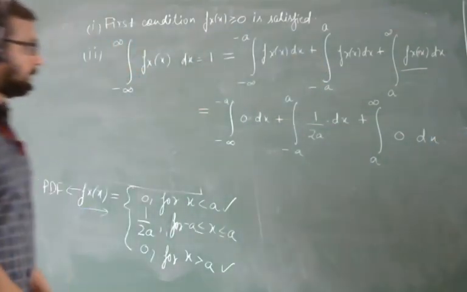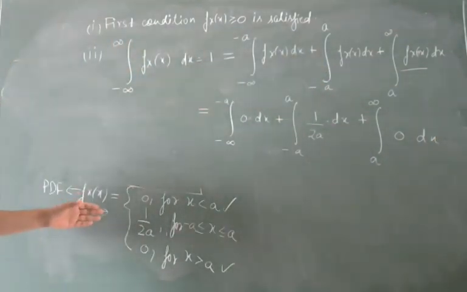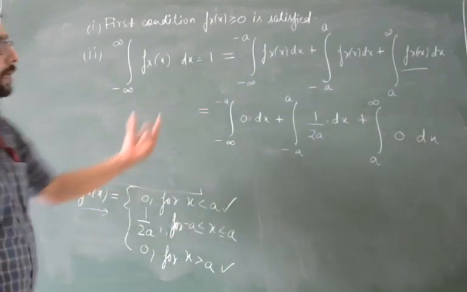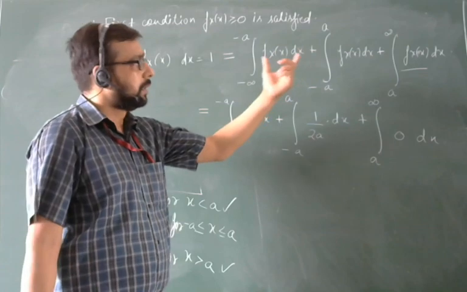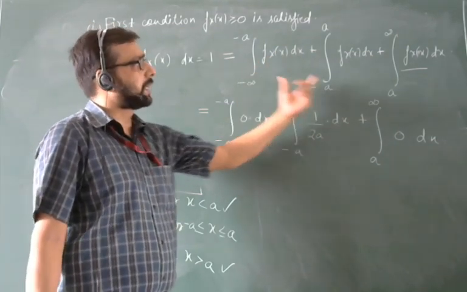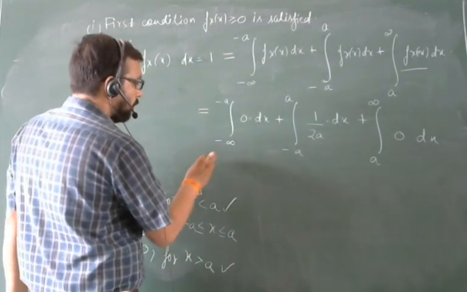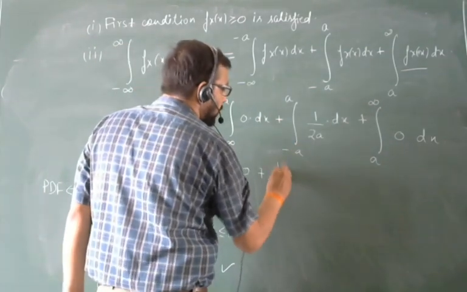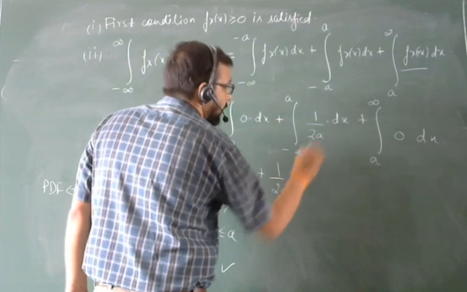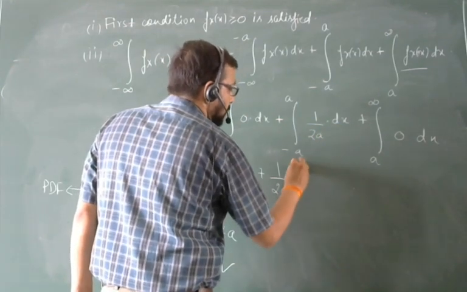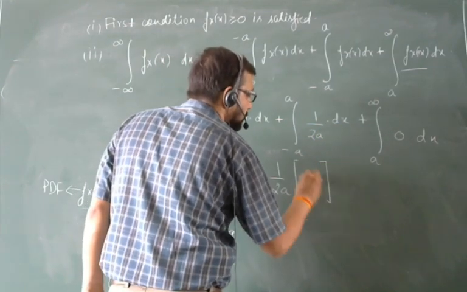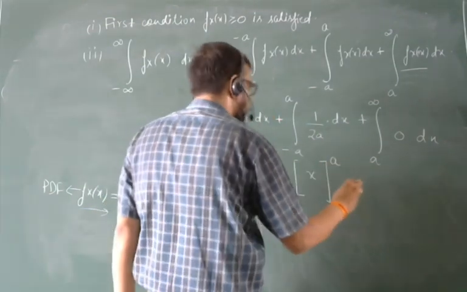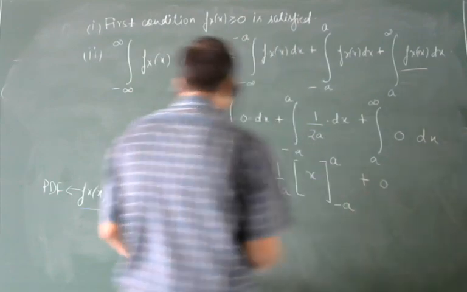Simply, here we have placed the values of the function in all three durations: first term, second term and third term. That means the first term will be 0, plus 1 upon 2a is constant and the integration of dx is simply x, and the limit is from minus a to a, plus this will also be 0.